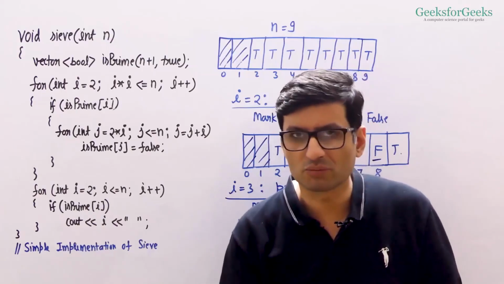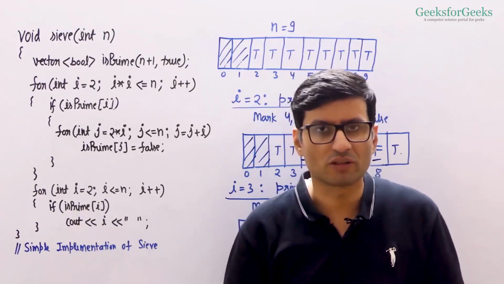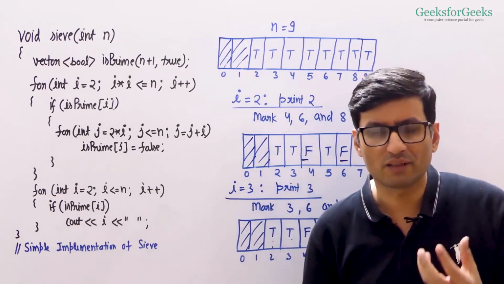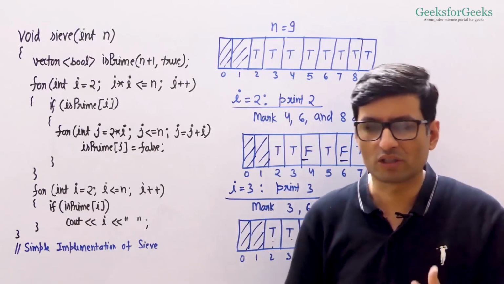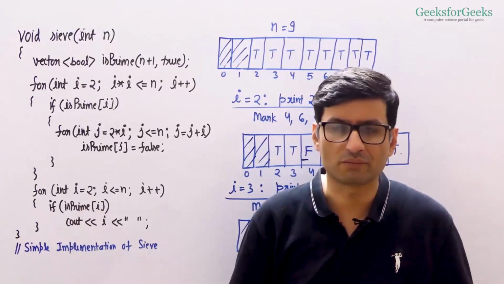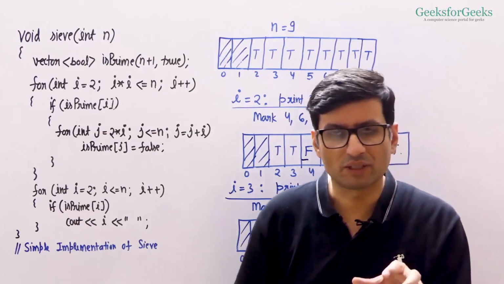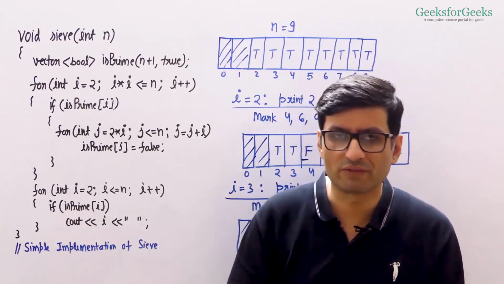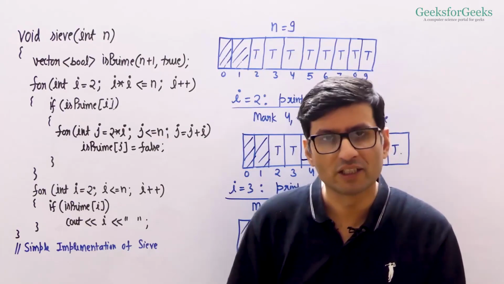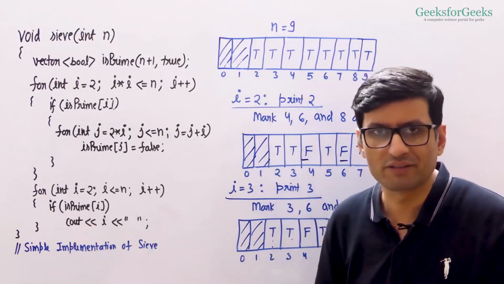3 and 10, 3 is smaller. 5 and 6, 5 is smaller. So you always have a prime factor which is smaller than or equal to square root of that number. So if a number is not prime, then one of its prime factors must be in this range. And if there is no prime factor in this range, no divisor in this range, then the number is prime. That's the idea we are using.